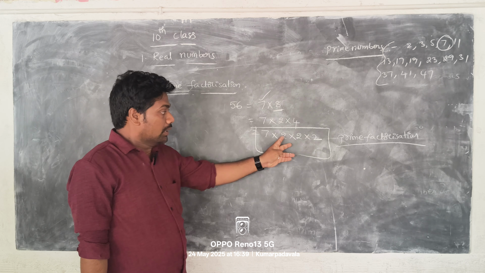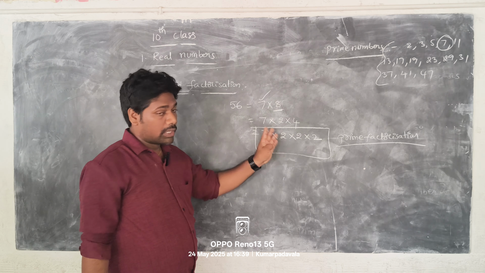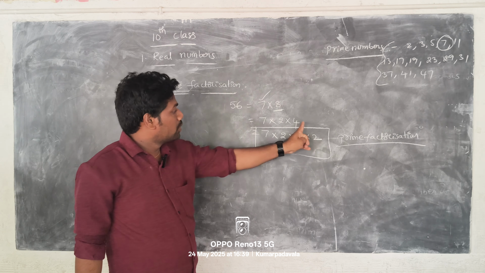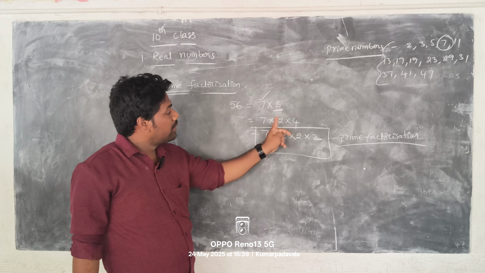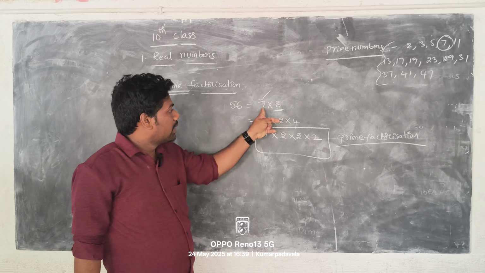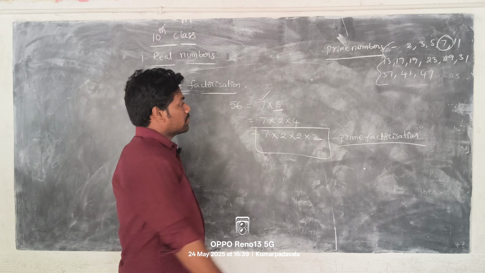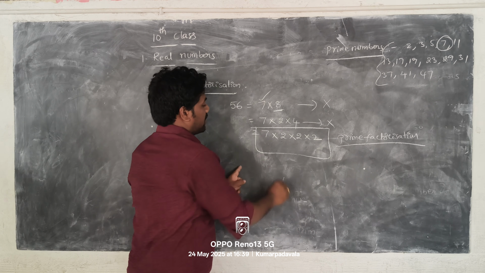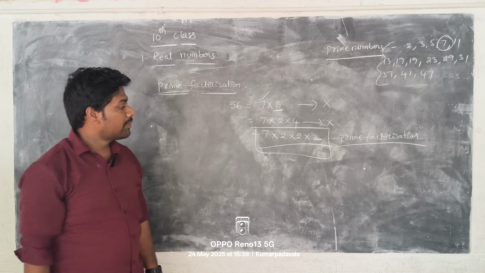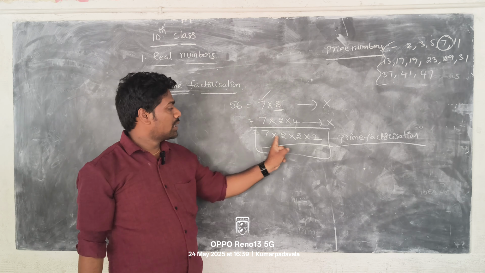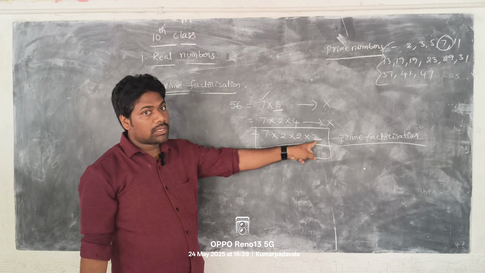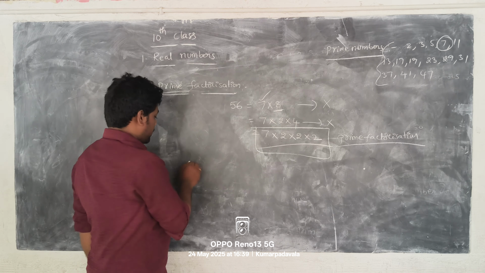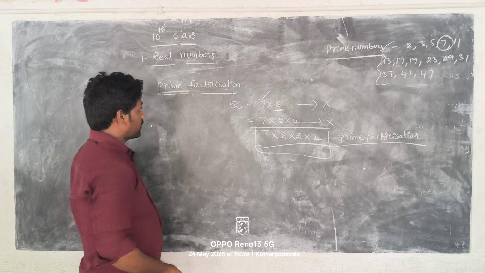All numbers should be in the product of primes. So these numbers are all primes, and these numbers are not primes. 7 and 2 are prime, but 4 is not prime. Here 7 is a prime, 8 is not a prime. So these are not prime factorizations. This is also not a prime factorization, but this one is a prime factorization. Why? Because all the numbers in the product are primes. So prime factorization is nothing but this.